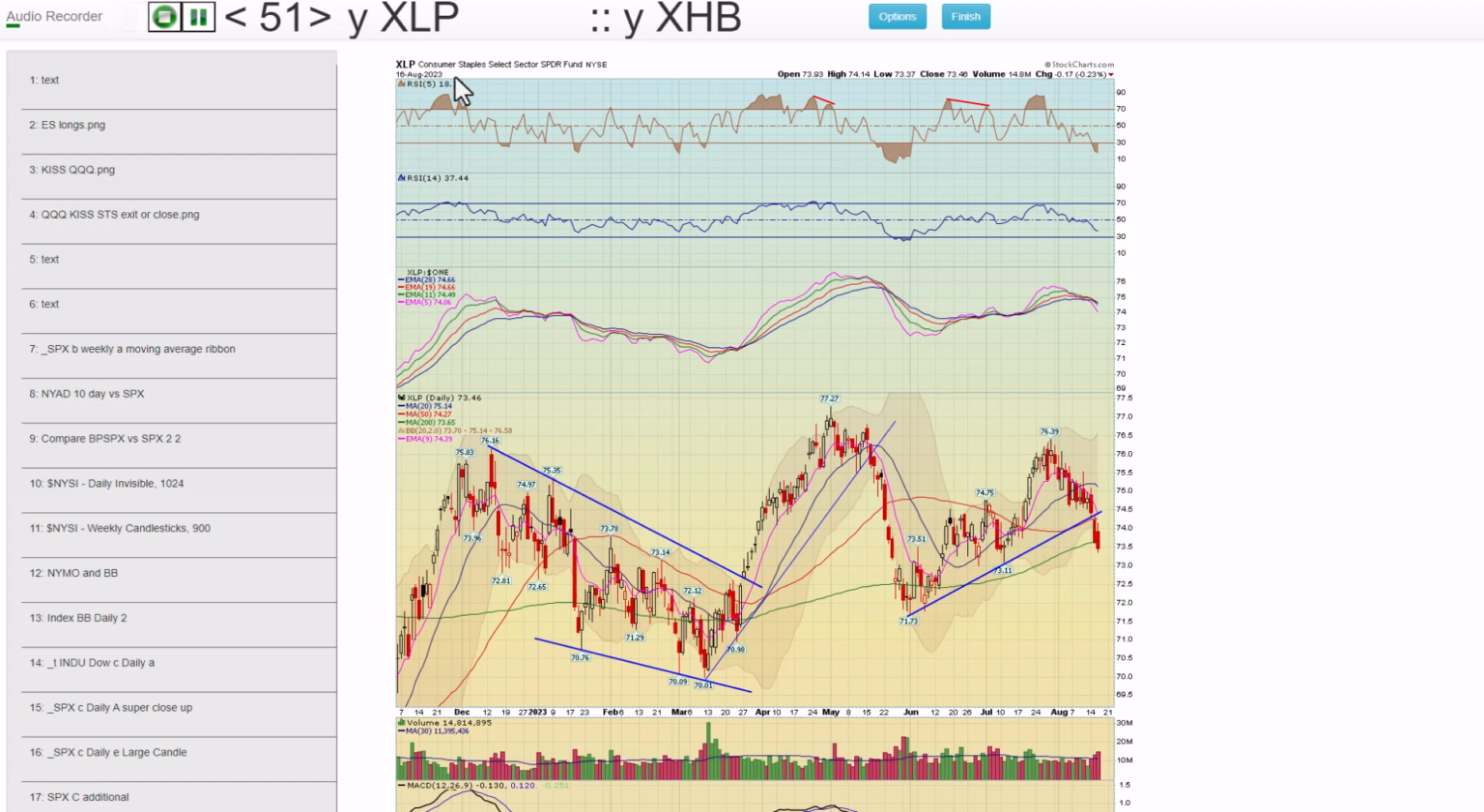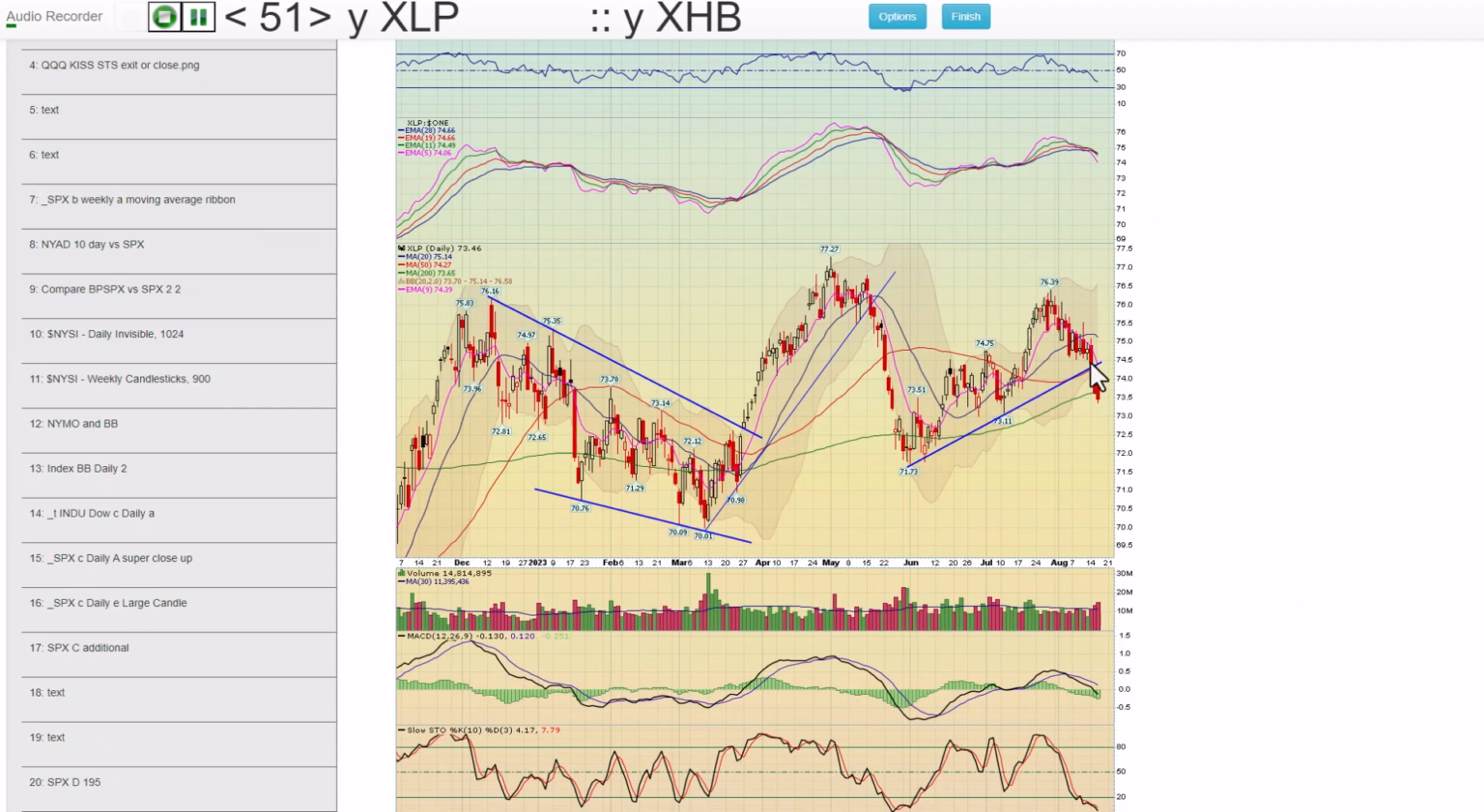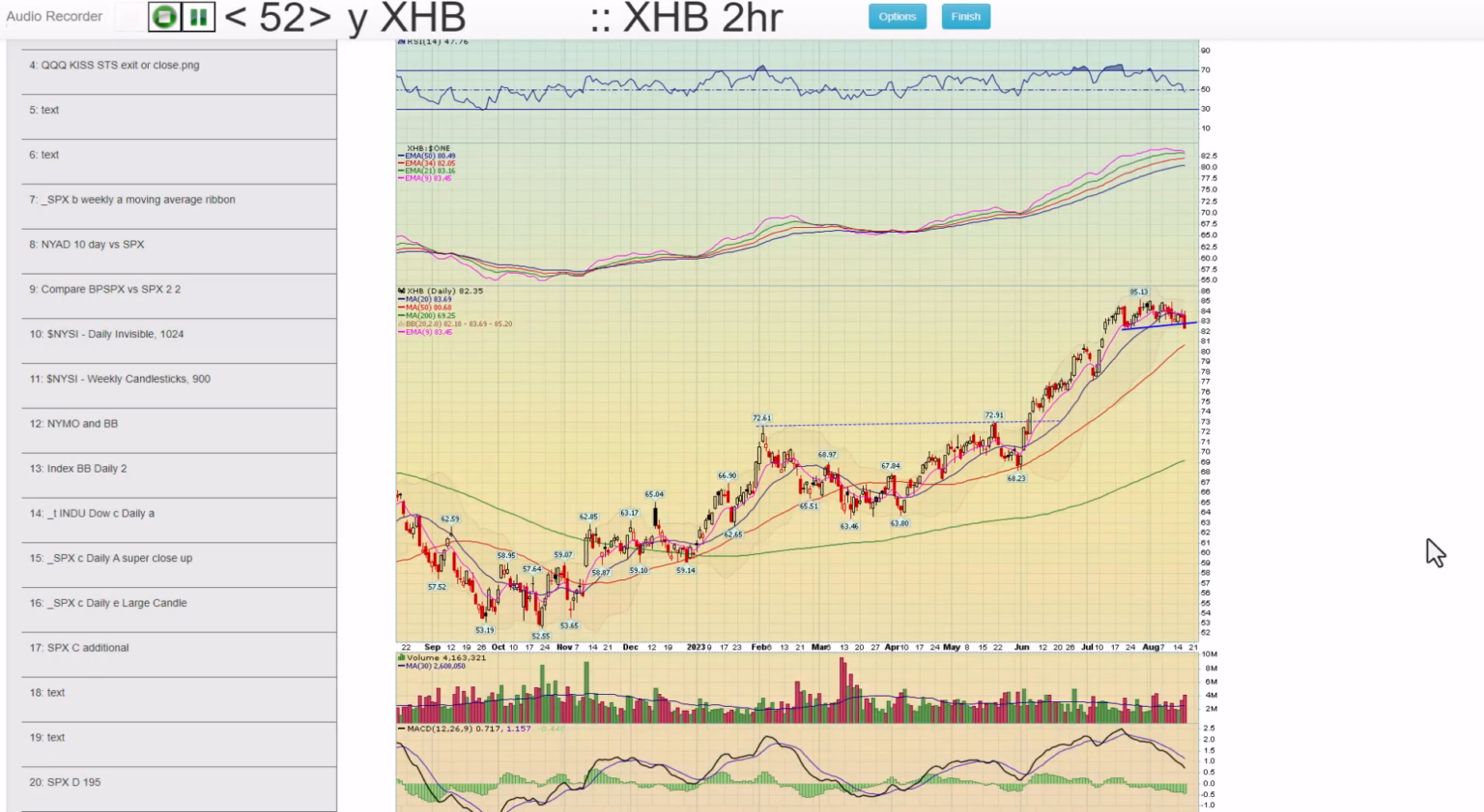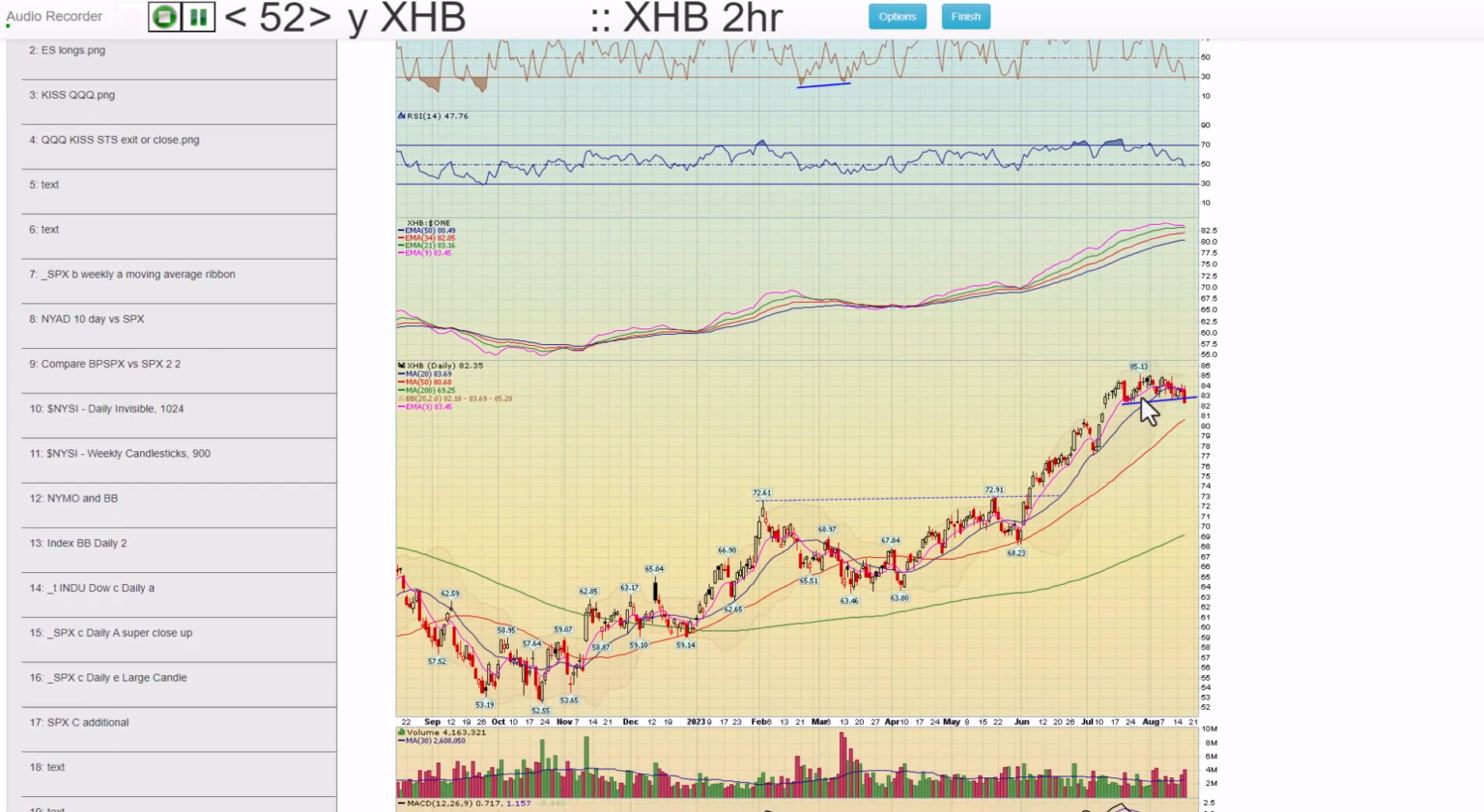Chart 51, XOP Consumer Staples, also been weakening as well. Next, chart 52, Home Builders. I've been showing this as a potential little rounded top, little head and shoulder top there. Breaking the support here. Next target would be the 50-day moving average if you shorted.